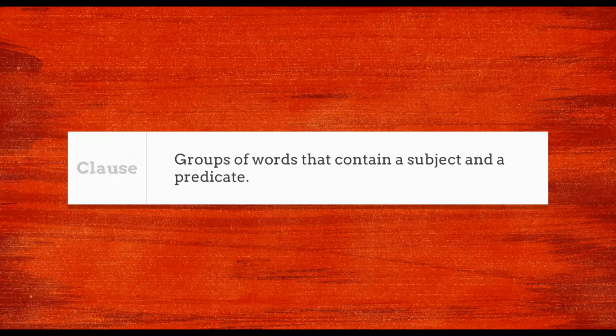All right, so we need to talk about what a clause is before we really get into this video. A clause is a group of words that contains a subject and a predicate, which I know sounds very similar to what we talked about when we were talking about sentences recently, and you are absolutely right about that.